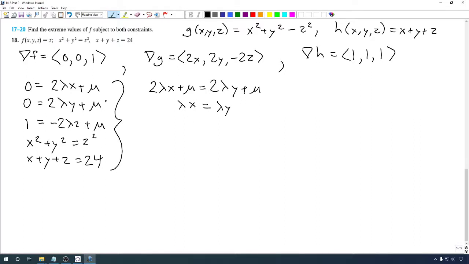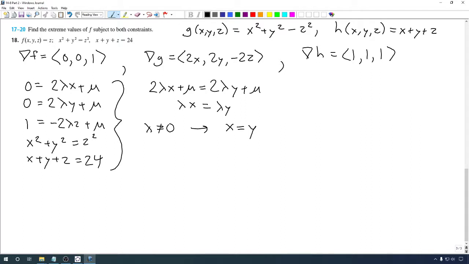But if lambda were equal to 0, what would that do? Well, from our first two equations here, if lambda equals 0, then 2 lambda x equals 0, so mu would have to equal 0. But if I put 0 in here, then negative 2 lambda z would be 0, and mu would have to equal 1. So lambda equaling 0 would cause a problem. It would give us two contradictory values for mu. So lambda is not going to equal 0. So if lambda is not 0, we can divide by lambda and just get that x equals y.